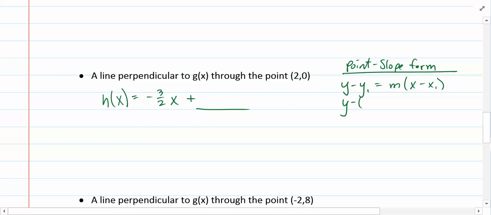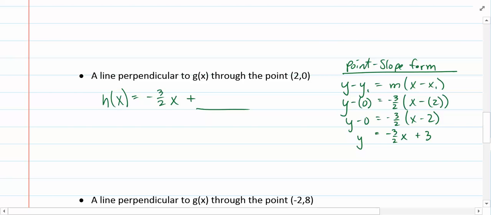Replacing values here, I have y minus 0 equals -3/2 times x minus 2. Y minus 0 equals -3/2 x minus 2. I can distribute and actually simplify on the left side at the same time, because what is y minus 0? Well, that's simply y. On the right side, we can distribute this coefficient out front, and -3/2 times x is just -3/2 x, and -3/2 times -2 is simply +3.